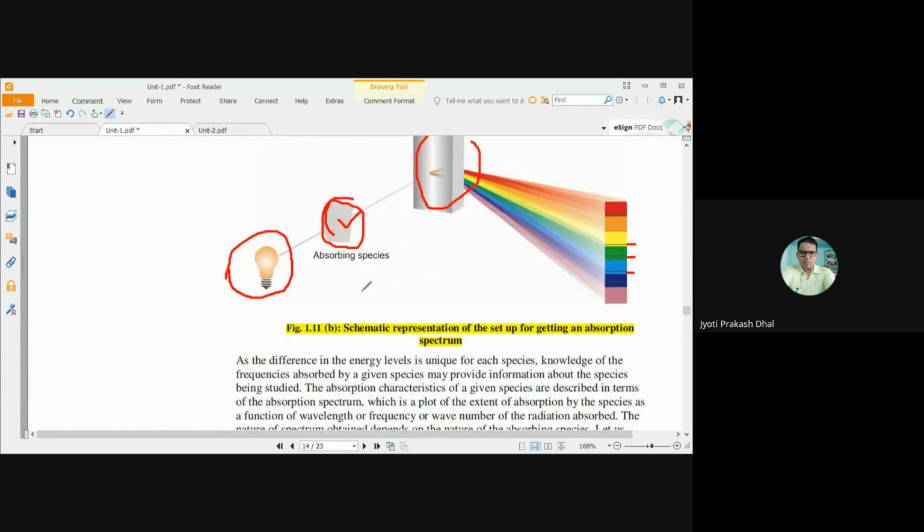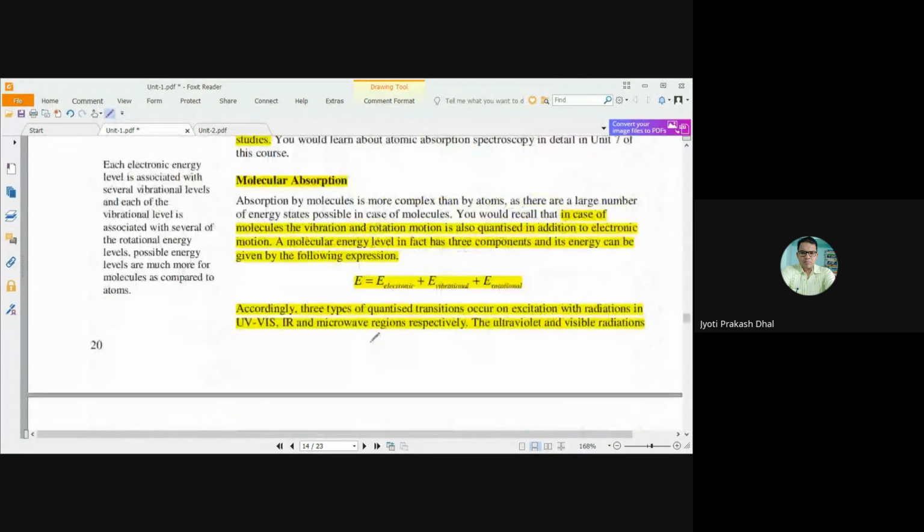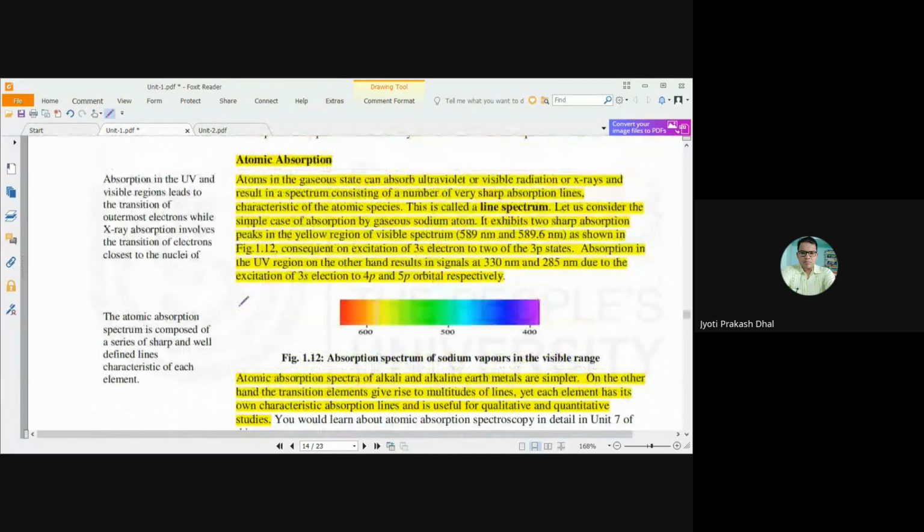But in the second figure, due to the presence of the absorbing species in the path of the electromagnetic radiation, you can see particular black lines are there. That means the electromagnetic radiation of that particular frequency is missing from the spectrum. This is called an absorption spectrum. The absorption spectrum can again be divided into two types, atomic absorption and molecular absorption. In atomic absorption, a line spectrum will be there according to that figure.